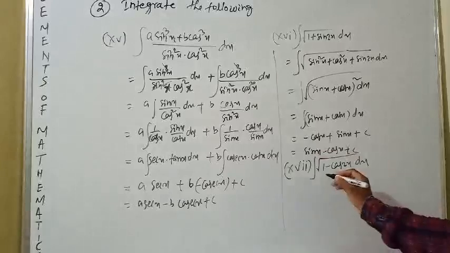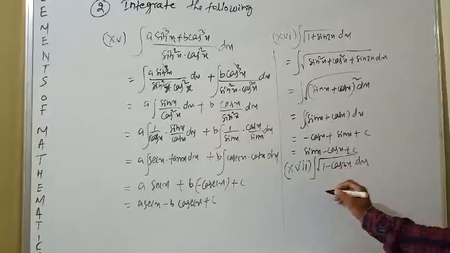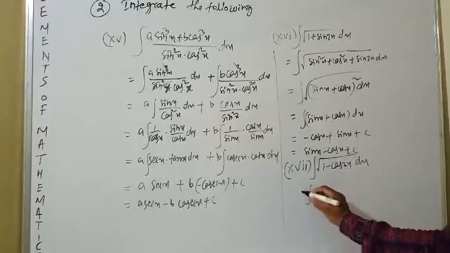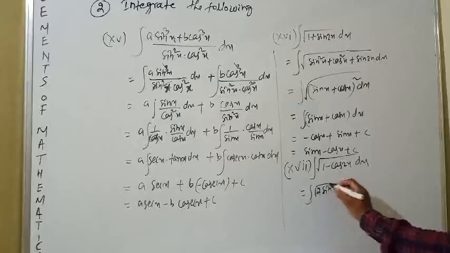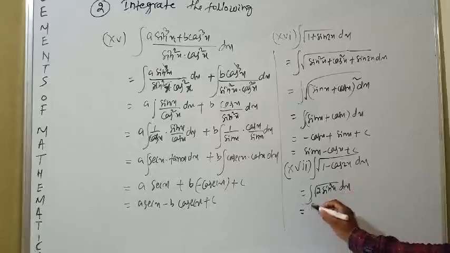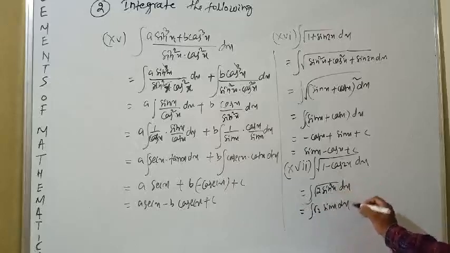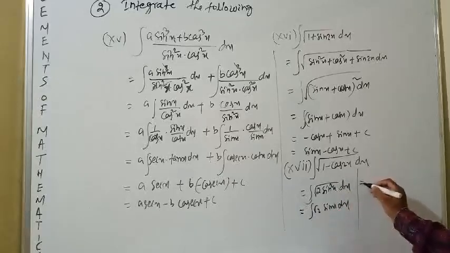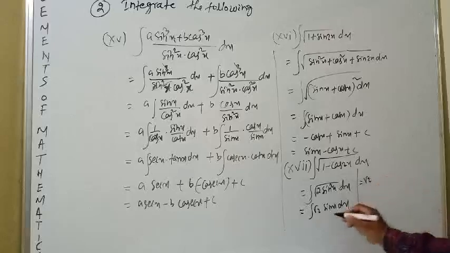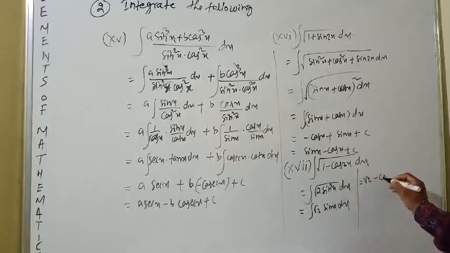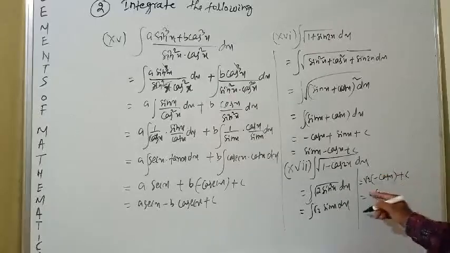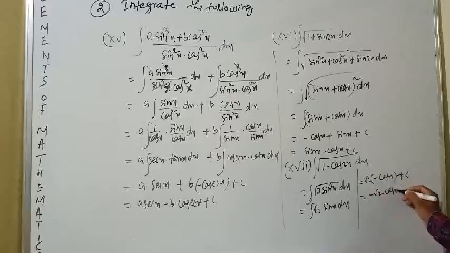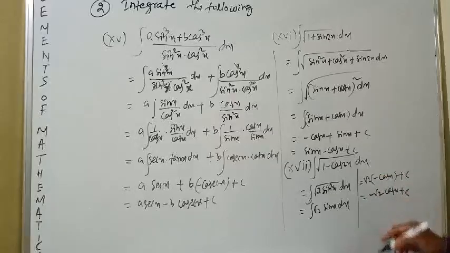You see the next problem, integration of root over 1 minus cos 2x dx. 1 minus cos 2x is equal to 2 sin square x, root over, dx is equal to integration of root 2 sin x dx. You see root 2 is constant, integration of sin x dx, that is minus cos x plus c, is equal to minus root 2 cos x plus c. Pause the video, note it down.